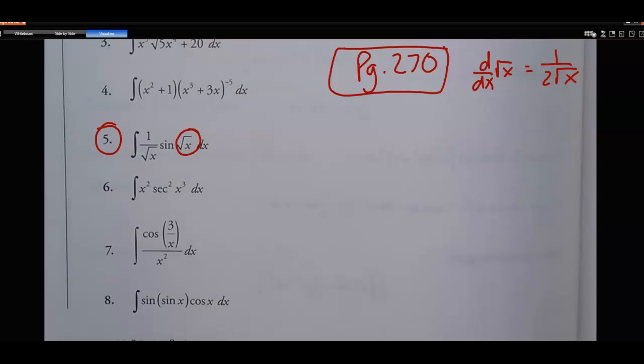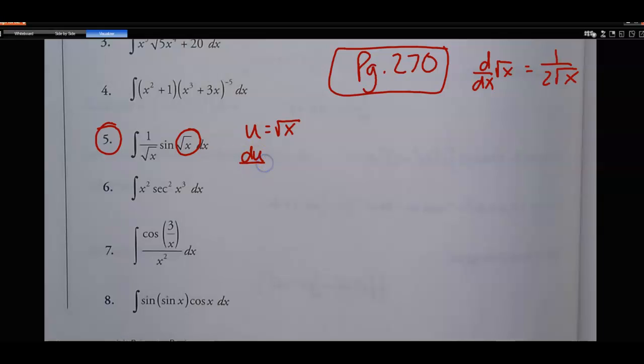So, since I know that the derivative of square root of x is 1 over the square root of x, well, I see 1 over the square root of x here. And when you see the derivative of something inside of an integral, that's a good indication that that something must be your u. So I know on this problem then that my u is going to be the square root of x. So I'm going to start this problem by saying u equals this.